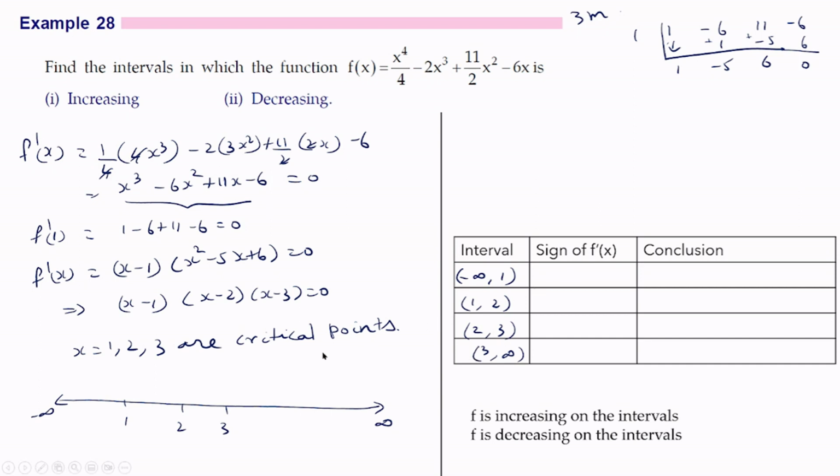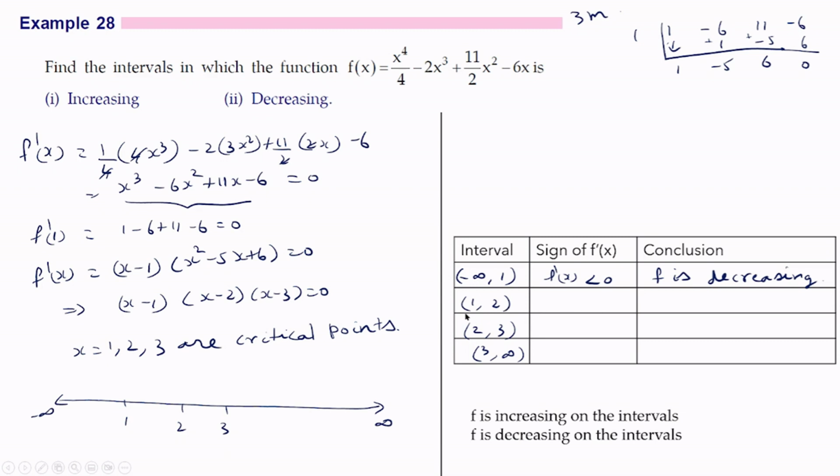So if we consider the interval minus infinity comma 1, if we substitute any point in this interval, say 0. So if we substitute x as 0 here, this is negative, this is negative, this is also negative. So overall the sign of f dash of x will be negative. Negative into negative into negative: positive into negative is negative. So f dash of x is less than 0. So the conclusion is f is decreasing on this interval.